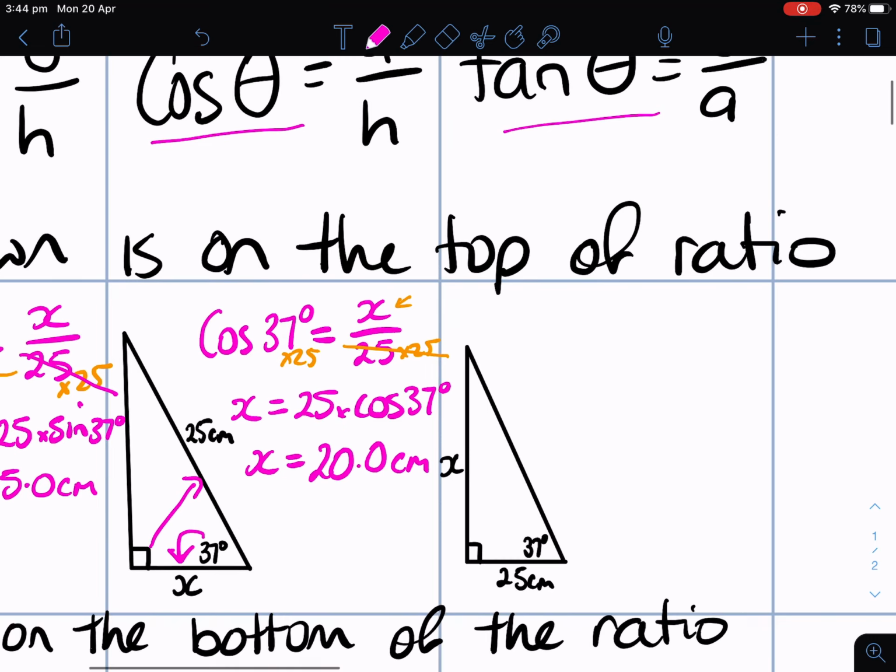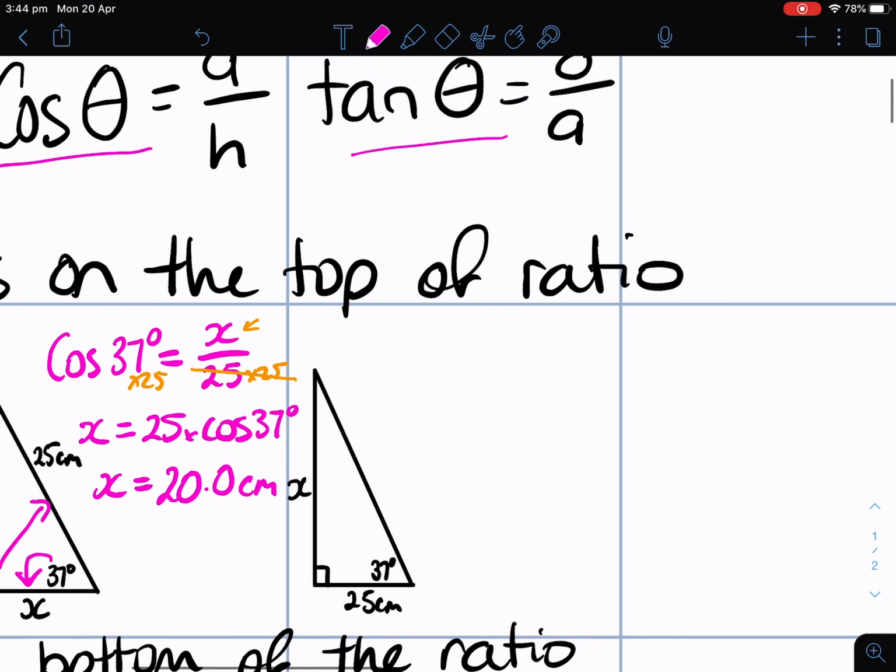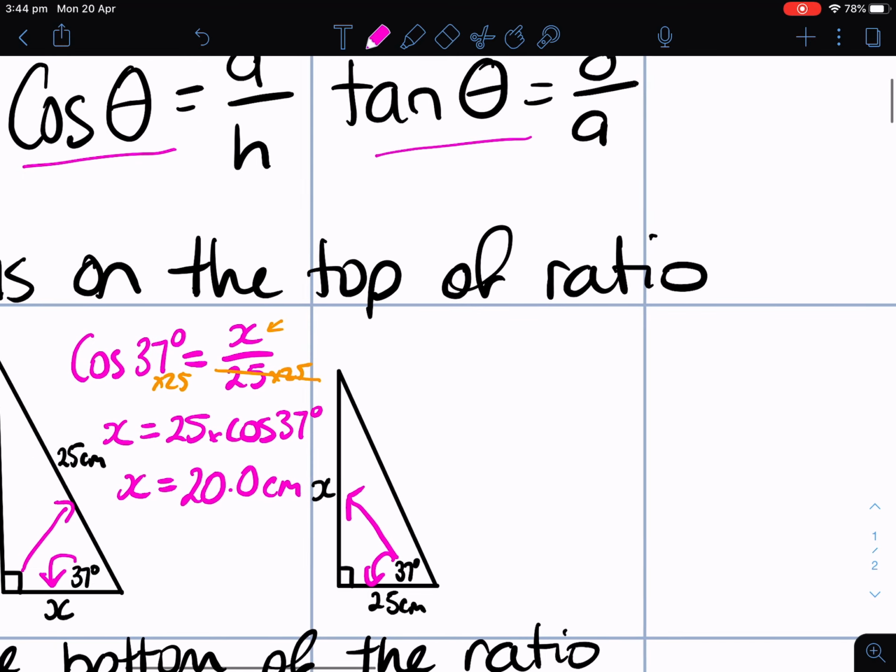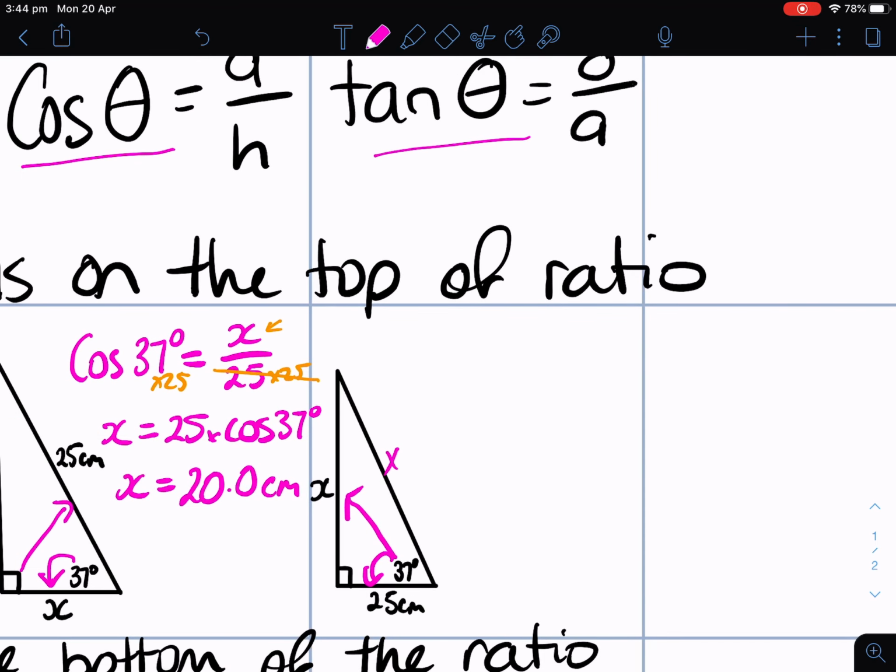Okay, what do you think the last one's going to be? Let's have a look. This time we have our angle of 37 degrees, we have our opposite, and we also have the adjacent. Whenever there's no length on the hypotenuse, it means that we're going to be using tan. So we write tan of 37 degrees equals our opposite, which is x, over our adjacent, which is 25. Again, you can see that our unknown is on the top.